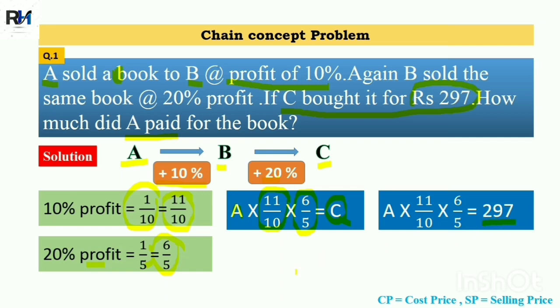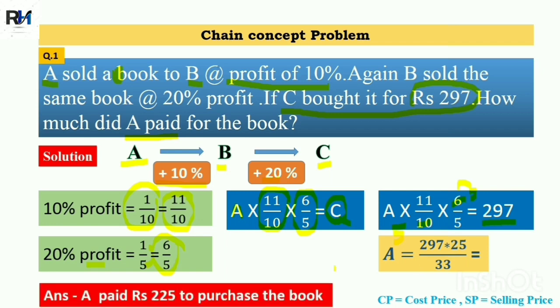After that we simply do the cross multiplication or cancellation. Here I will cancel with 3, here with 5. After cancelling, we get the equation in this form: 297 into 25 divided by 33. After solving this, we get the answer 225. Cancelling, 33 nines are 297, so 9 and 25 into 9 is 225. So A paid rupees 225 to purchase the book. This problem looks very simple, but this type of question is asked repeatedly.